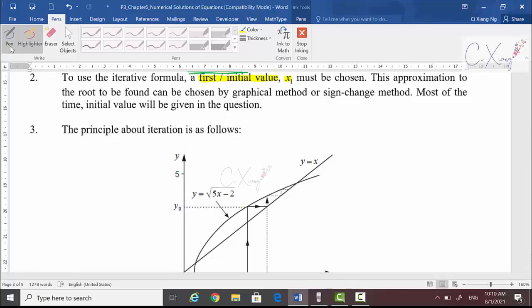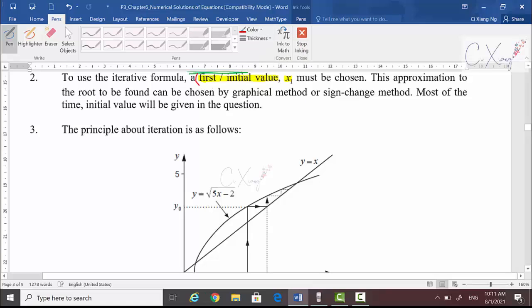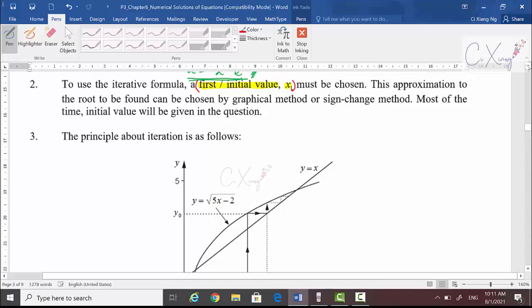You should know that for the initial value or first value, in the question itself, usually they will give you the particular value to start. But in case the exam question doesn't give you the first or initial value, then you can find it or choose it by the graphical method or the sign change method. So the value is actually related to the graphical or sign change method. How to choose the correct value, I will show you later also.